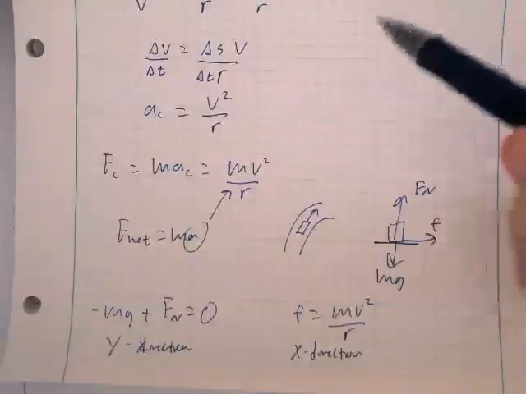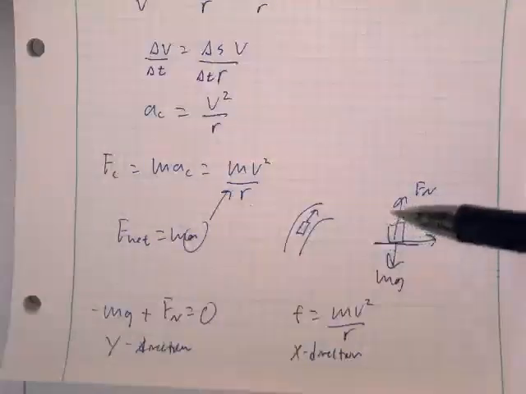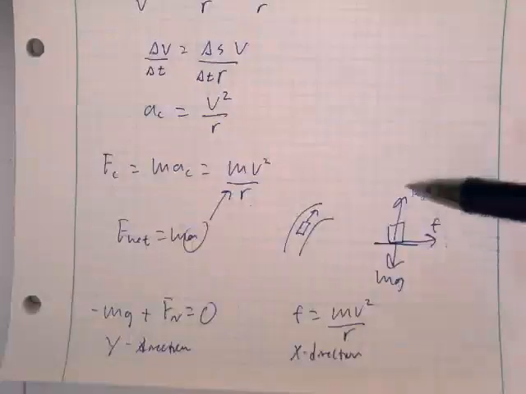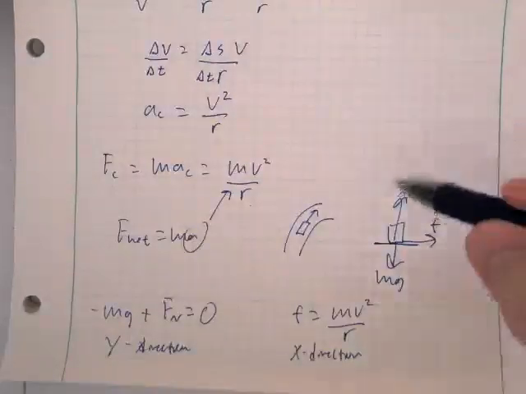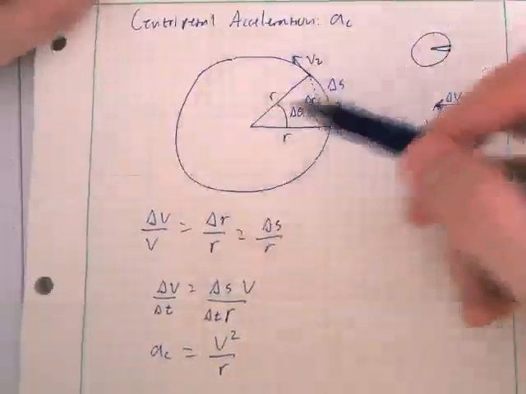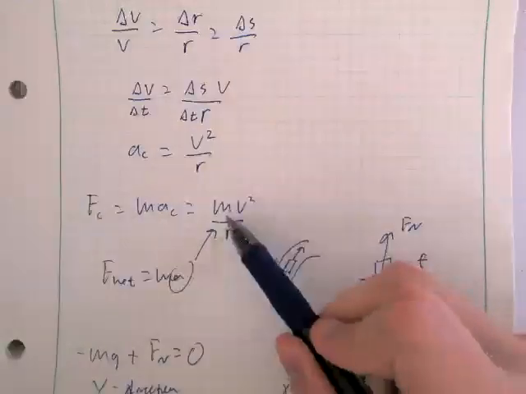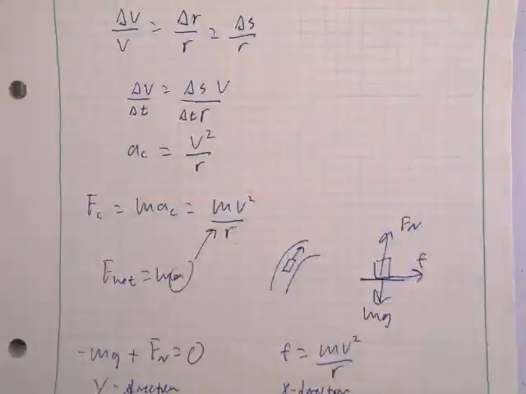We'll see a bunch of examples with these. We'll have cars going around, and we'll do all kinds of things with that. We'll see when they start to slip and everything like this. But for now, we can just say again, when we have some sort of object moving in a circle at a constant velocity, the net force must be equal to mv squared over r.